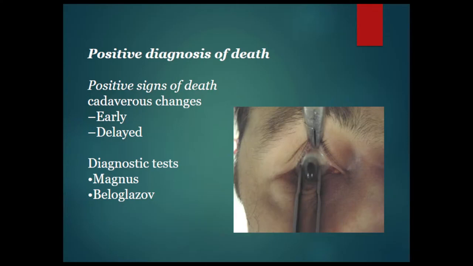To set a positive diagnosis of death, we should make some tests. In this case, one test, the so-called Beloglazov test, is shown. But to diagnose death with no doubts, we definitely should see so-called early and delayed cadaveric changes. The Beloglazov symptom, which is shown in this picture, is the symptom which is seen within approximately 10 hours after the death.